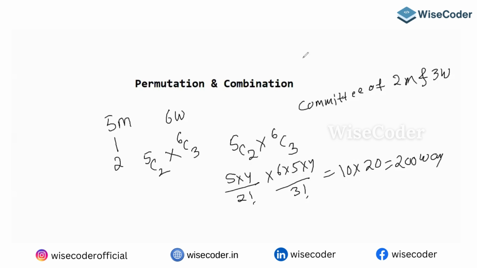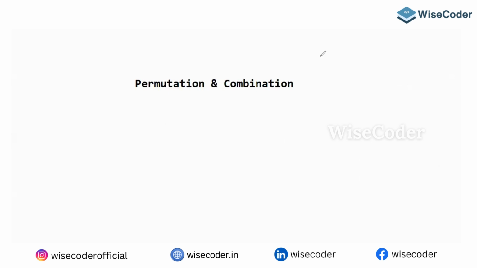Guys, whenever this is the condition, at least 3 members are women implies that there could be 3 women or 4 women or 5 women. So these are the conditions. When 3 women are there, how many men will be there? 2 men. When there are 4 women, 1 man. When there are 5 women, 0 men. Total how many men are there? 5 men. How many women are there? 6 women.